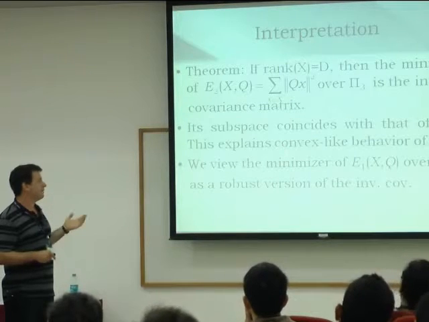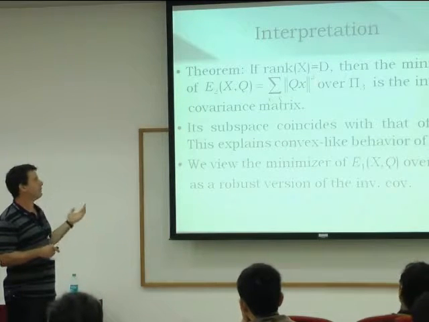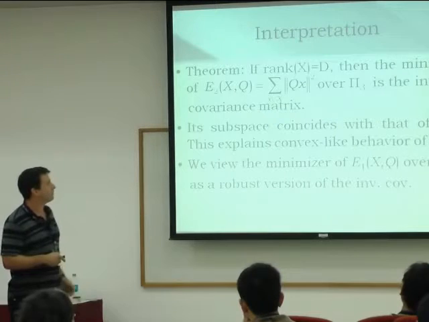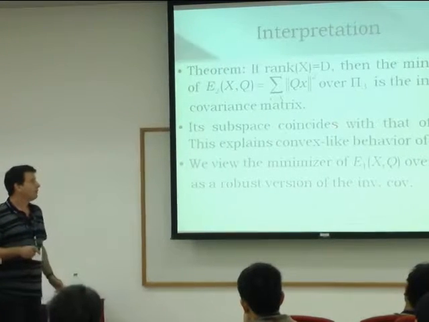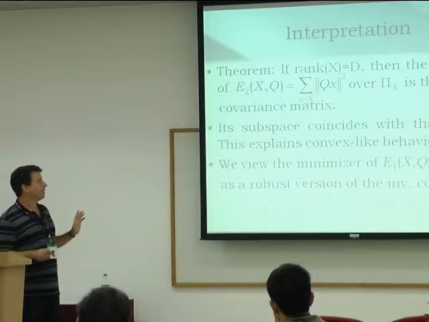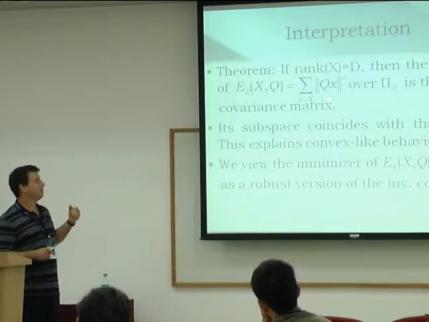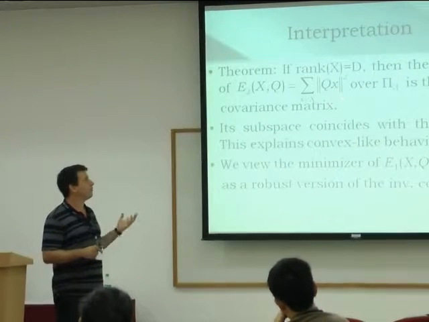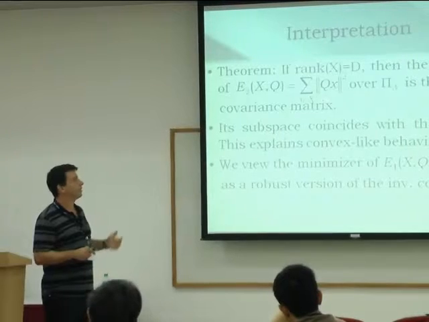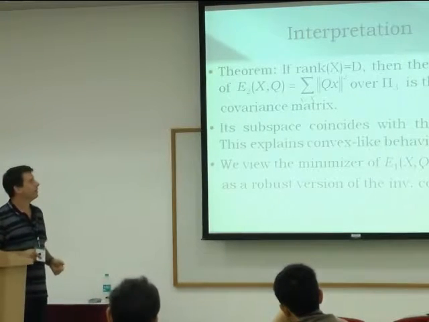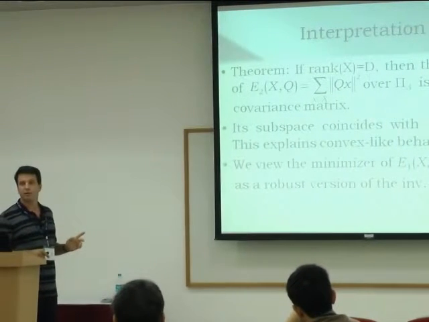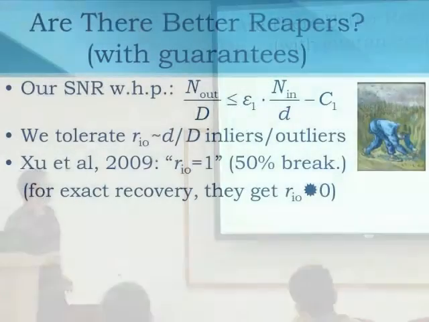Okay, and as I said, when we have power 1, it's a robust version of the inverse covariance. Okay, so I think this is pretty fundamental, this idea, as I didn't have a previous explanation why PCA behaves like a convex solution. Any questions about it? Okay.